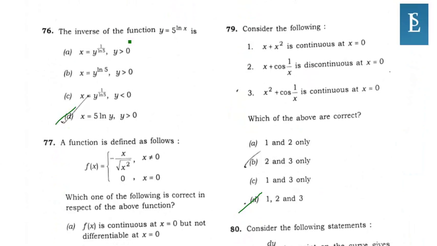So the inverse of the function y equal to 5 power ln x is, so the right option is D, x is equal to 5 ln y, where y is more than 0.